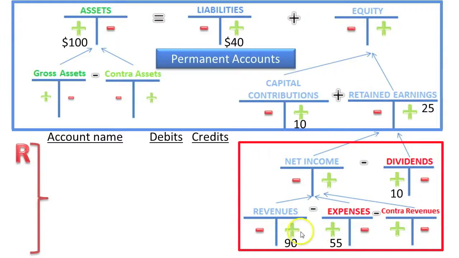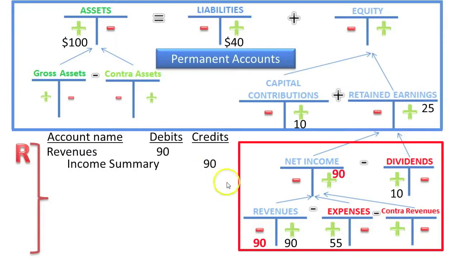Revenues currently has a credit balance of 90. How do we get revenues to go down to zero? The only way to do that would be to debit revenues $90. By recording this journal entry, a debit of $90, and posting it to the ledger account, revenues are now zero like they should be. But that journal entry doesn't balance yet. We can see from this diagram that revenues need to be closed into the income summary account. Therefore, we will credit income summary.